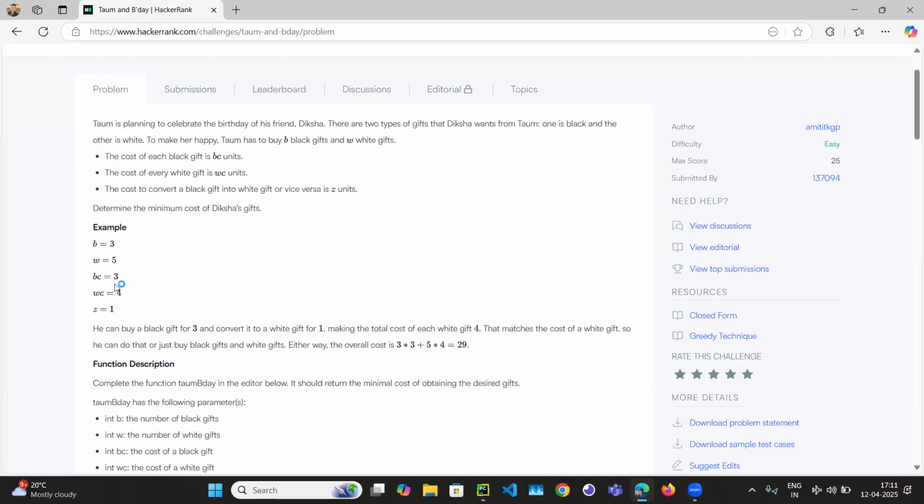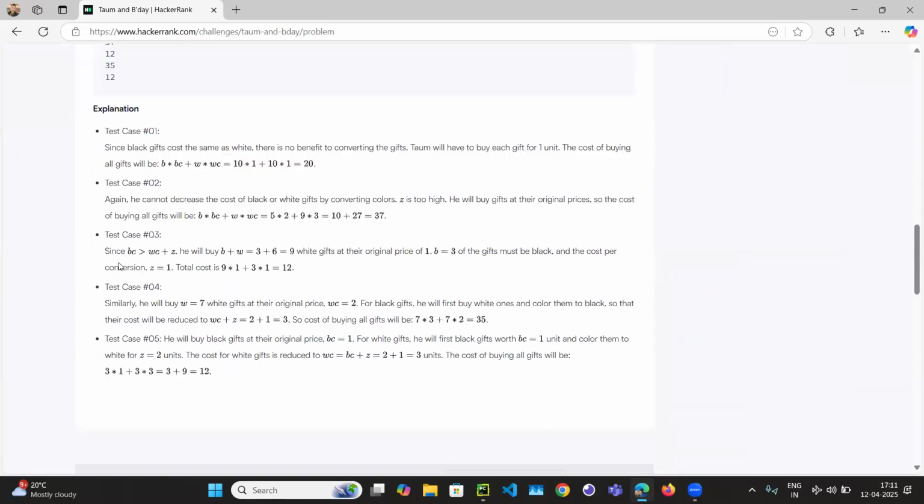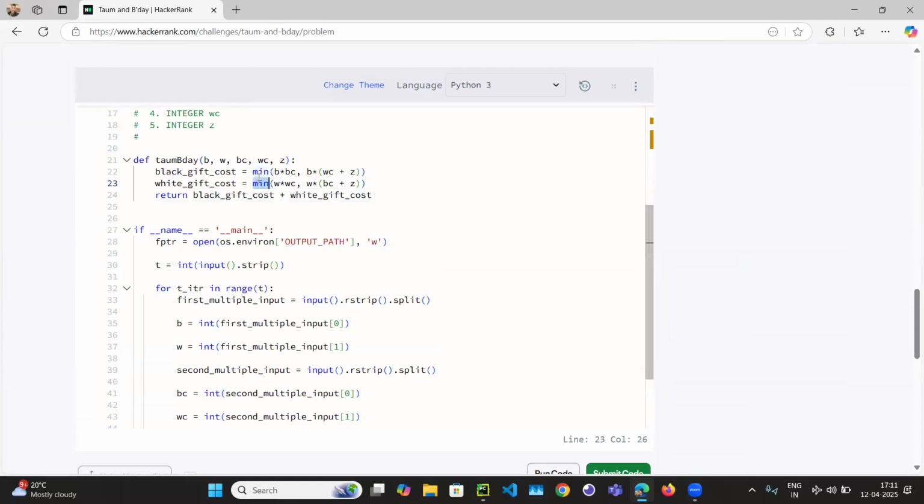So you have to compare which will give me the minimum value. Similarly, shall I go with the white boxes or shall I convert it to the black boxes? You have to compare which will give the minimum. Whatever minimum value you get, you take that and pay to the shopkeeper.